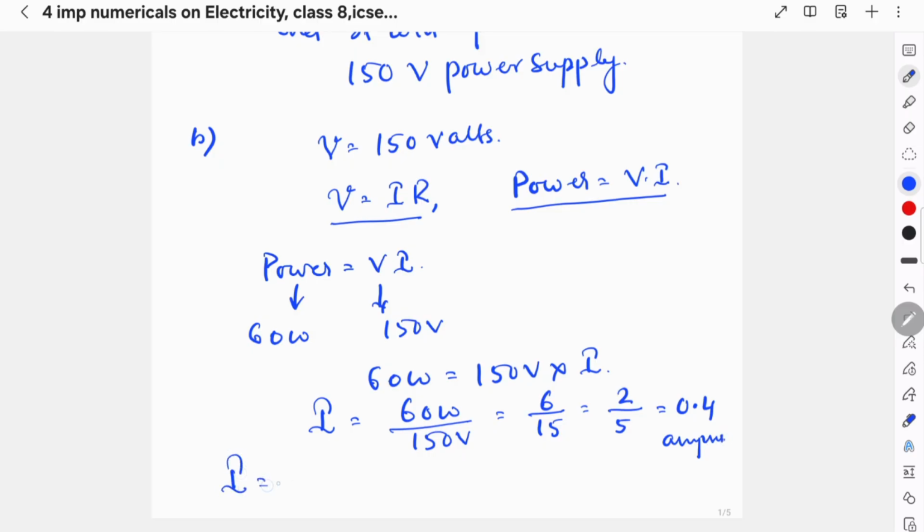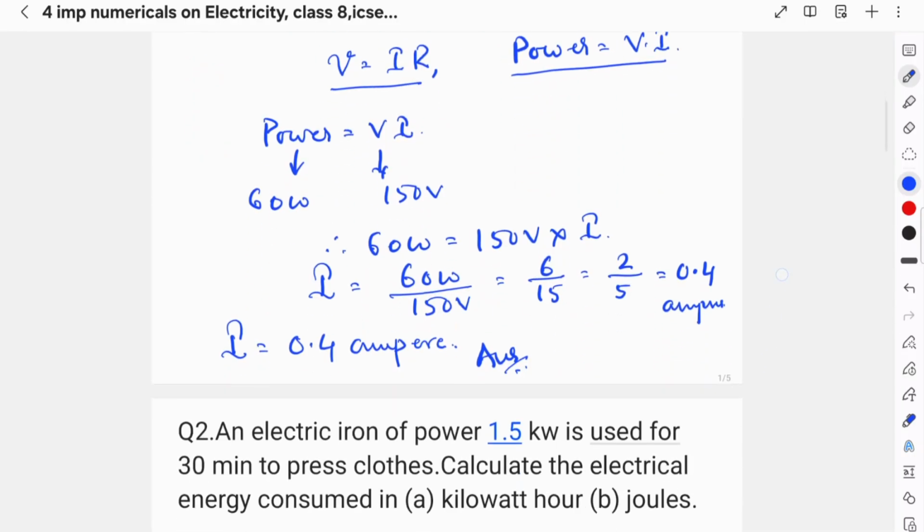So the current will be 0.4 ampere when this appliance is being used. So this is our answer. Let's move to the next question.